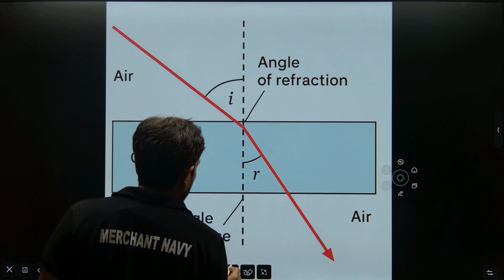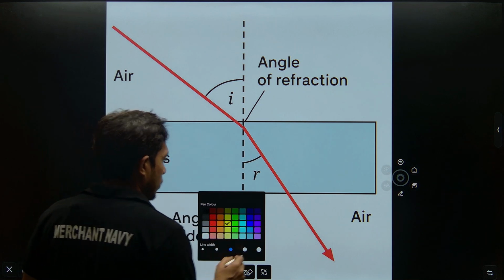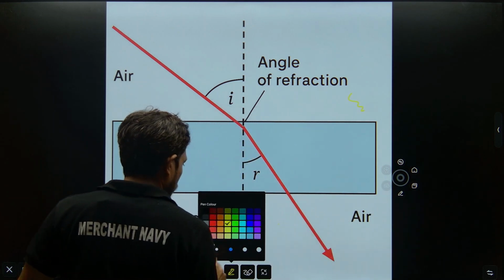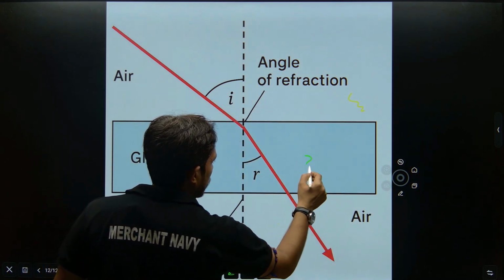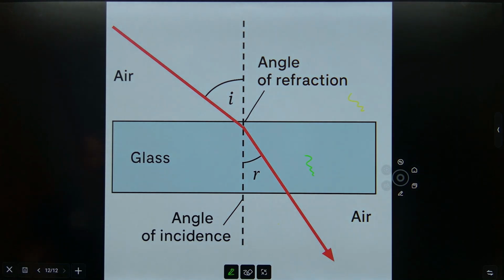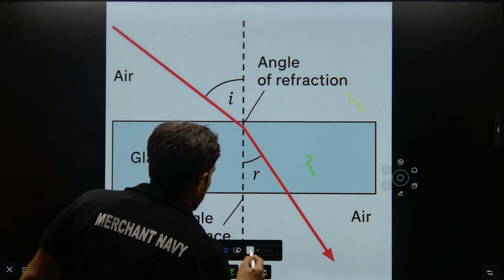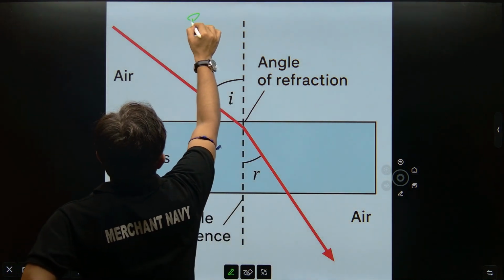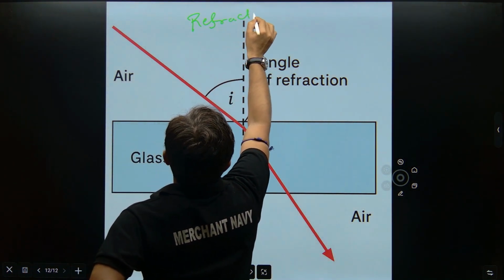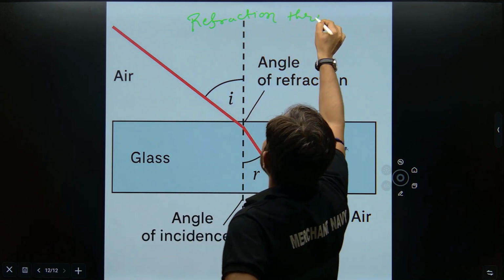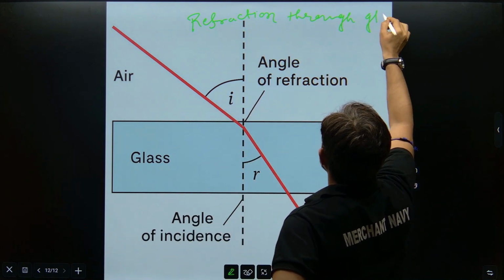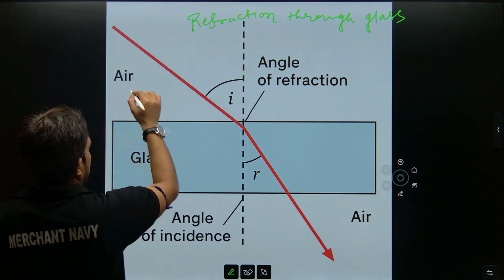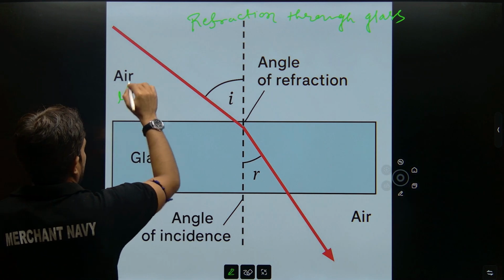Now, I will use the yellow color. No, it is not good. The green is good. So, clear all. This is refraction through glass. So, this is glass. Suppose that this is air. So, air is a rarer medium.